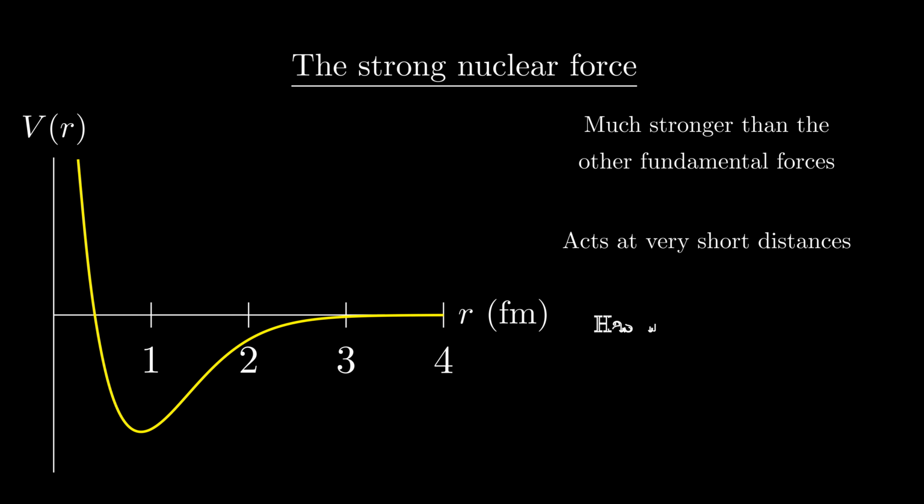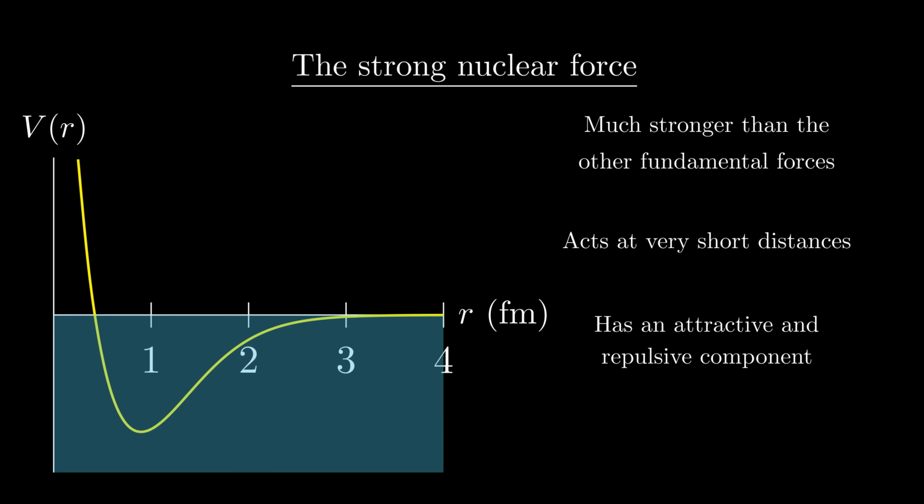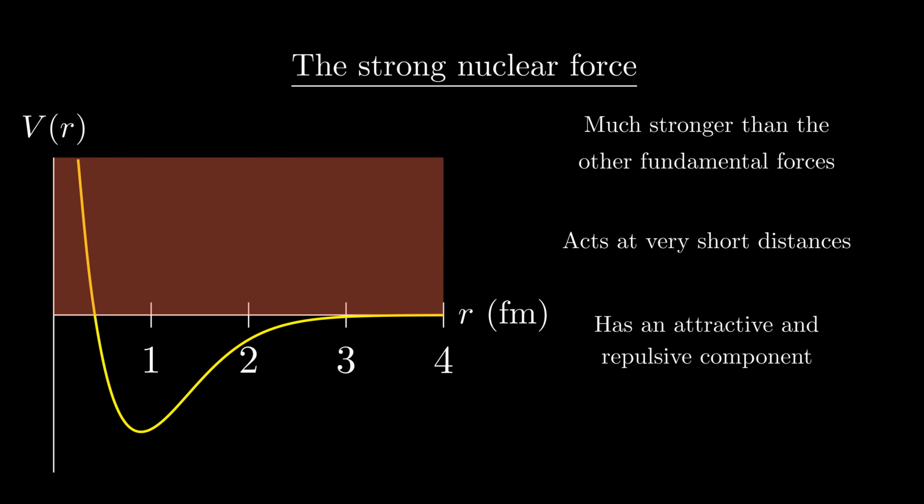The second thing that we notice is that the strong force has both an attractive and repulsive component. When the potential energy is negative, that means that the strong force is attracting the particles towards one another. When it's positive, that means that it's repelling them away from one another. So it repels the nucleons at very short distances and attracts them when they move further away. Because of this, the nucleons assume a stable configuration, almost like they're bound together by a spring.